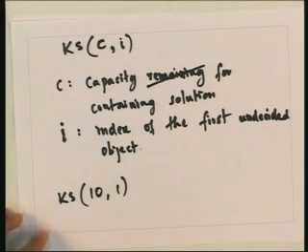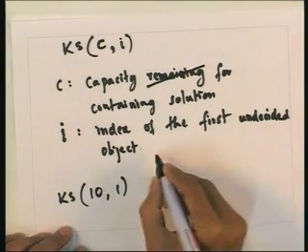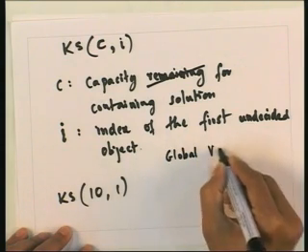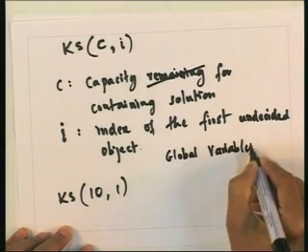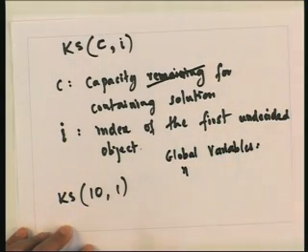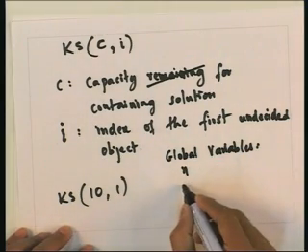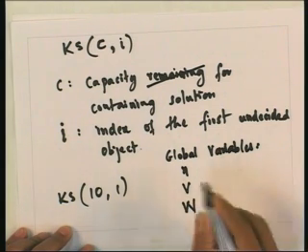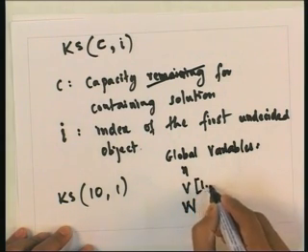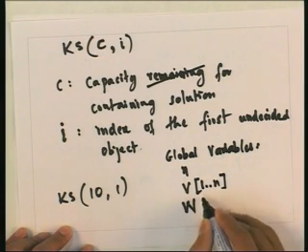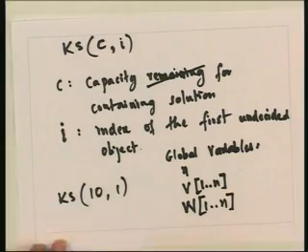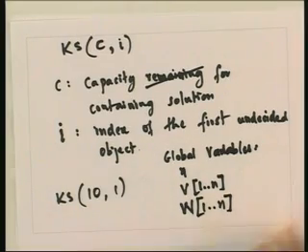I haven't told you what n is, and let us assume that n is a global variable. So, there are some global variables over here. n is a global variable, the total number of objects. Similarly, the value array is a global variable, and the weight array is also a global variable. And let me just remind you that there are n components in each of these arrays. So, these are the specifications of the procedure that I am going to write. Let me now write the procedure.